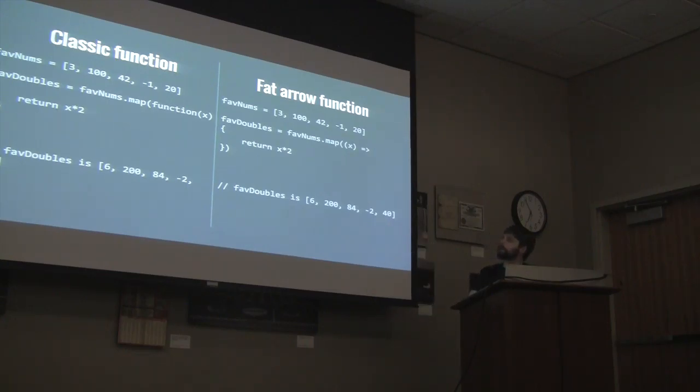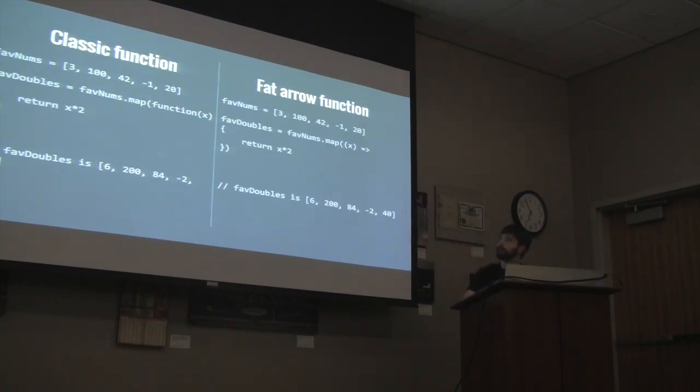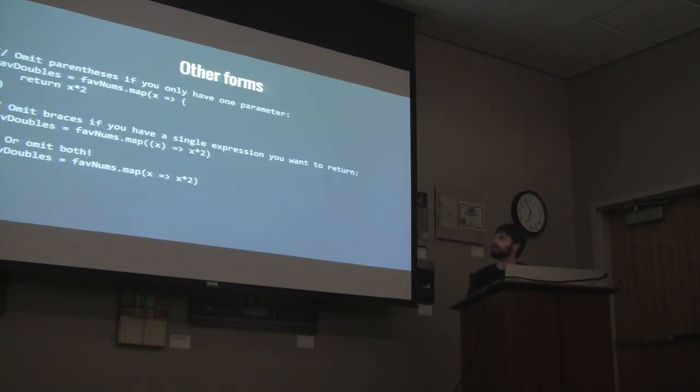But that's not all. You can make your functions even smaller if you omit the parentheses, if you only have one parameter. See, before we had the parentheses around the parameter. You don't have to do that if you only have one. And if you're trying to just return a single expression, you don't even need to use the return keyword or use braces. You can just say x goes to x times 2, which is a little bit more mathy kind of way to describe a function. Or you can omit both, and then it's really compact.